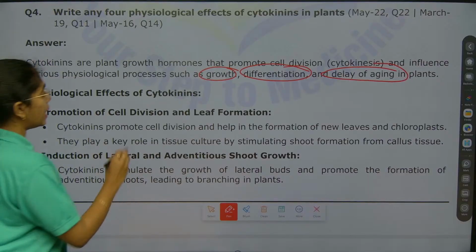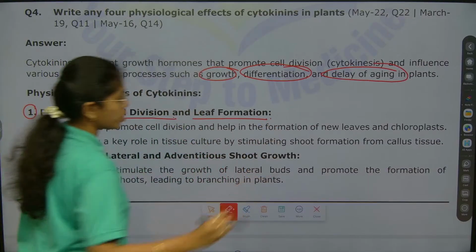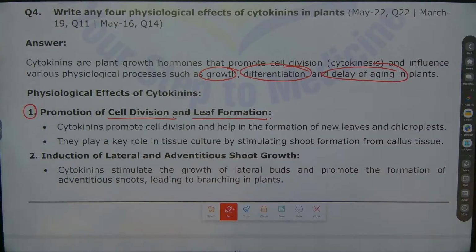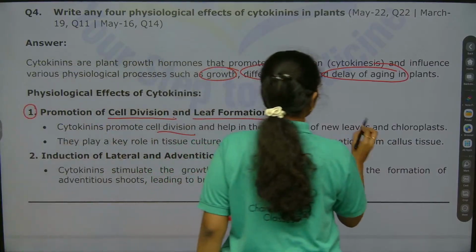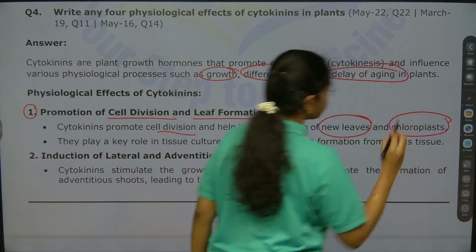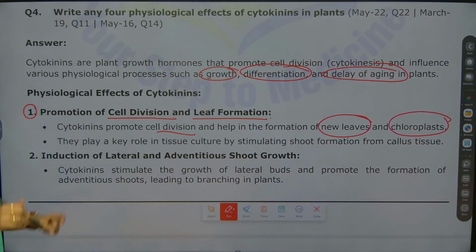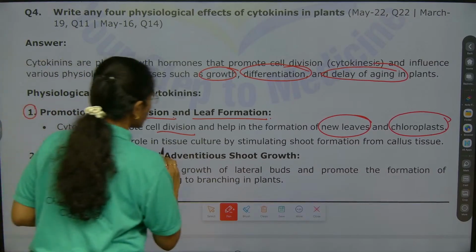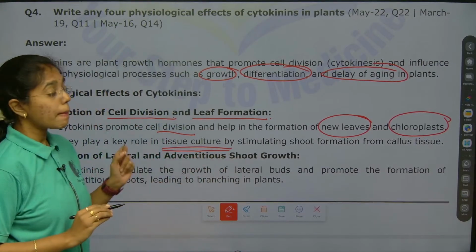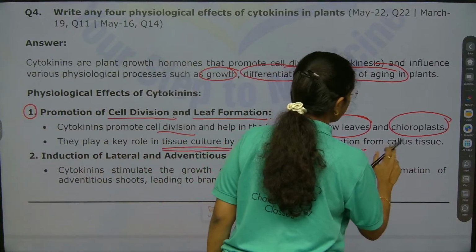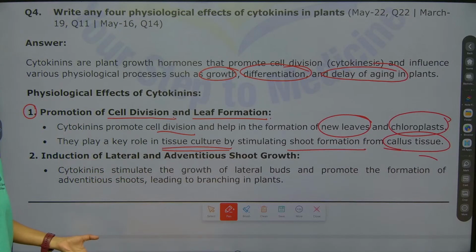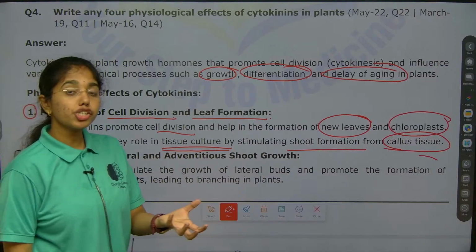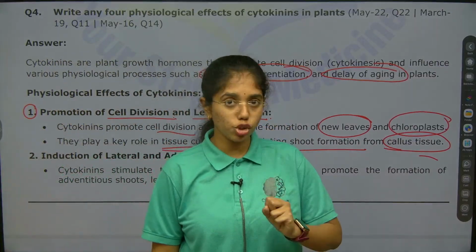Promotion of cell division and leaf formation. Fine, right? Here you see cytokinins will promote cell division and they will help in formation of new leaves and chloroplast. This will play a key role in tissue culture by stimulating shoot formation from the callus tissue. From callus tissue, this will stimulate what? Shoot formation. Callus is an undifferentiated mass of cells that you will see in tissue culture.